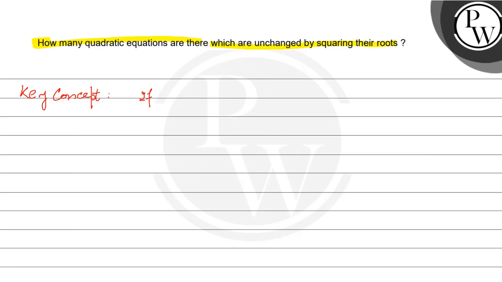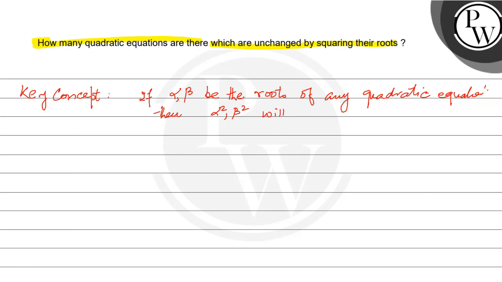If alpha, beta be the roots of any quadratic equation, then alpha square and beta square will not change the equation.